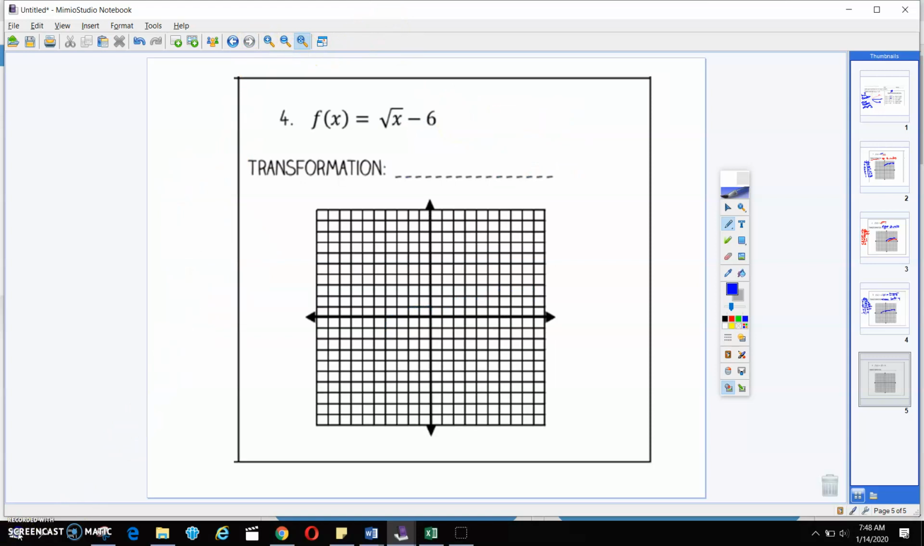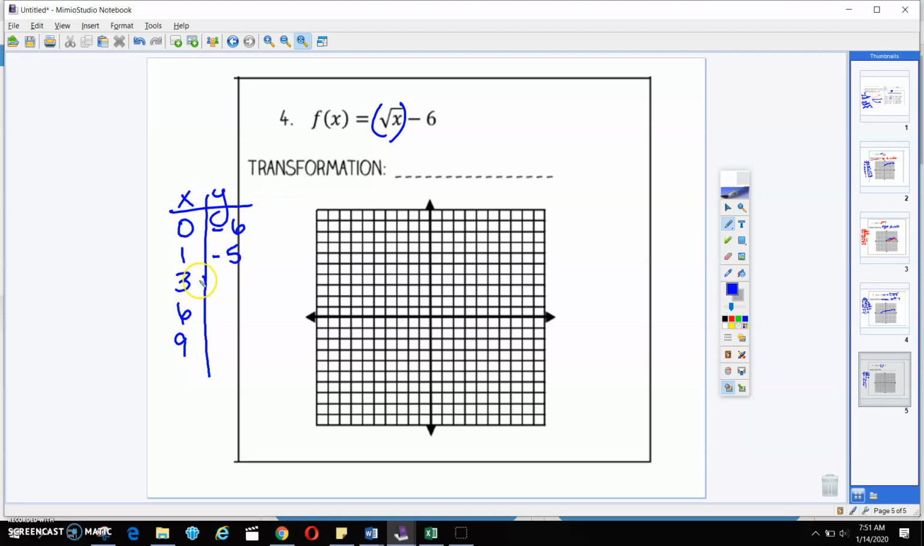Okay, so on number 4, we're still going to create that XY table. And we're going to use numbers like 0, 1, 3, 6, and 9. So I'm going to plug in 0 into my equation. I'm going to get the square root of 0 is 0 minus 6. Notice how this square root stops over that x. So we're going to get -6 right here. We're going to take the square root of 1 because that's the next number we're going to plug in. Square root of 1 is 1. 1 minus 6 is -5.